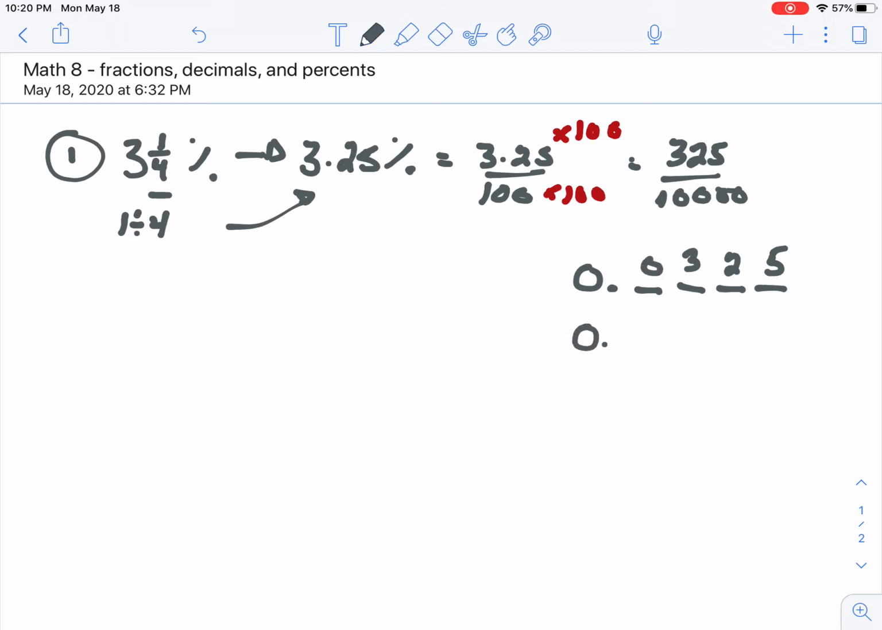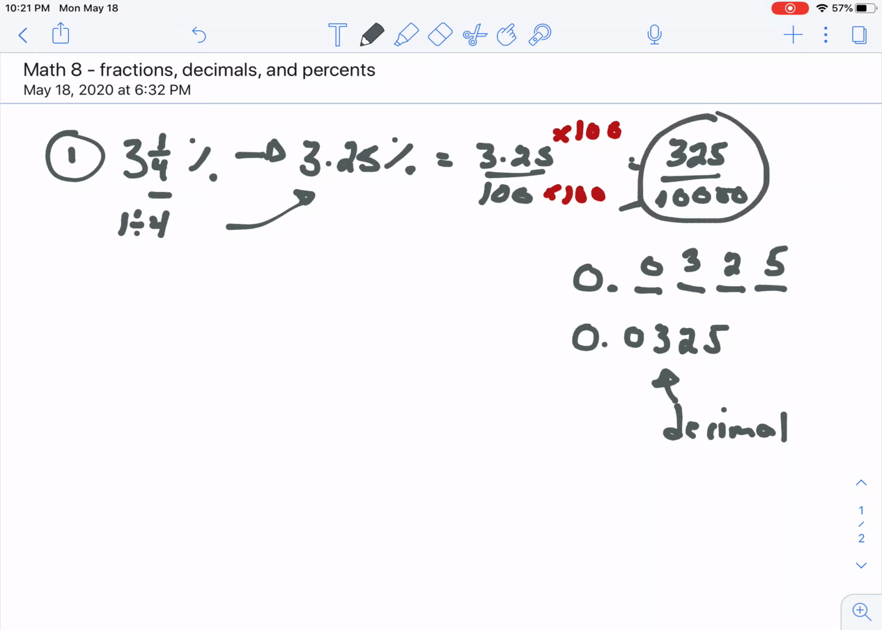So 0.0325 is the decimal of this fraction, or this percent. Now I can also turn around and take this fraction that I built here, and I can actually reduce it now.